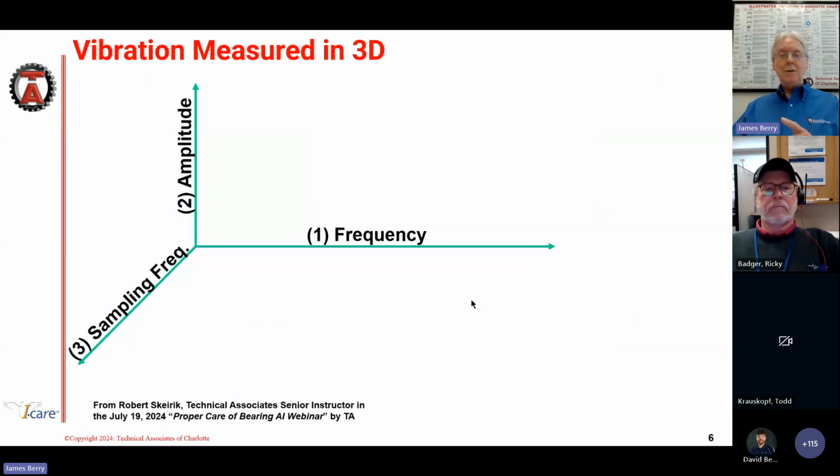All right, vibration measured in 3D. This is something that was brought up by Robert Scarrick about 4 weeks ago in our number 2 summer webinar series.